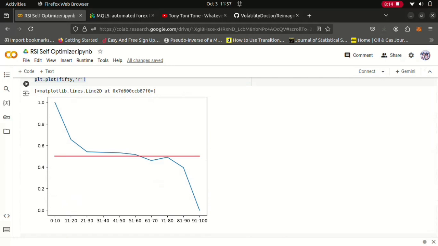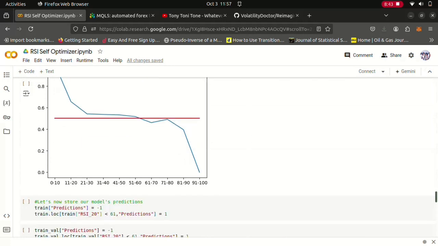This is now a probabilistic model, so it's showing us the probability of price rising in future. If the probability is above 0.5, that zone is considered bullish. Otherwise, if it's less, it's considered bearish. So it appears that zones above 61 are bearish, and zones beneath 61 are bullish, from the first half of the training set.